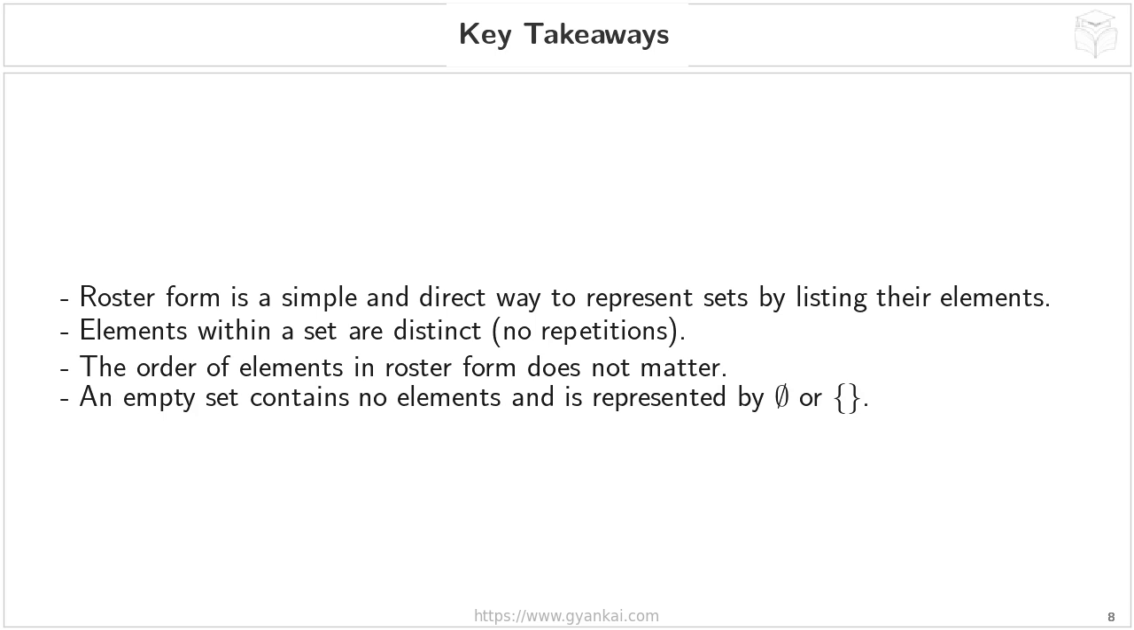An empty set contains no elements and is represented by the symbol which looks like a capital O with a slash through it, or simply using empty curly braces. We saw an example of this earlier, a set with nothing in it. The symbol, often read as the empty set, or just the null set, is a useful way to denote this. You can also just write it as two curly braces right next to each other with nothing inside, which is also perfectly acceptable.